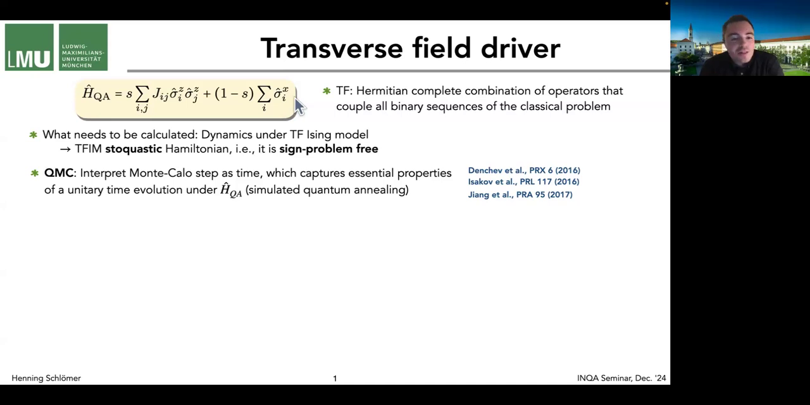Now, QMC is made for equilibrium properties, but nevertheless, if you interpret your sampling as some sort of time, then when continuously changing the parameters in your Hamiltonian under which you sample, you can actually get the essential properties of unitary time evolution also using QMC.